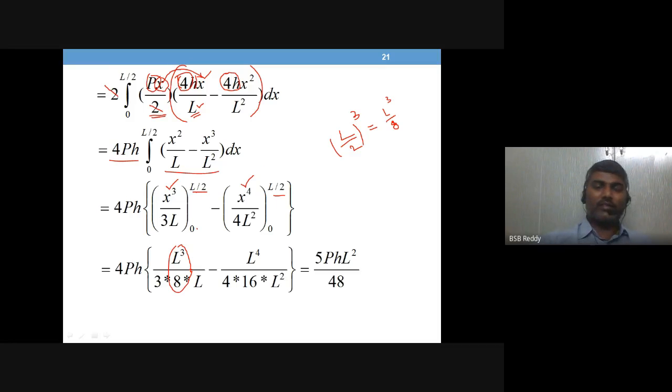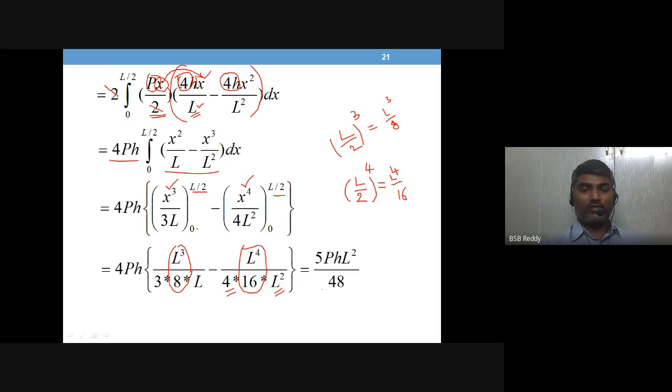Right. Next term. It is x power 4, which means L by 2 power 4. So which will be L power 4 by 2 power 4, 16. Okay. So L power 4 by 16, already 4L square is there in the denominator.